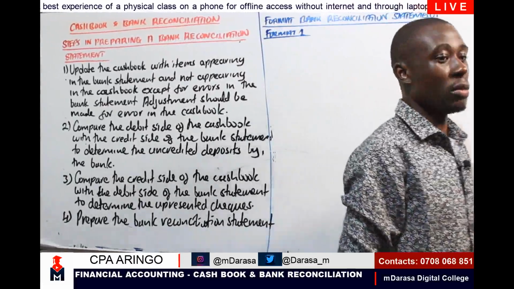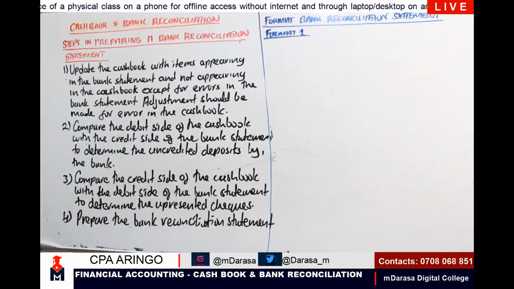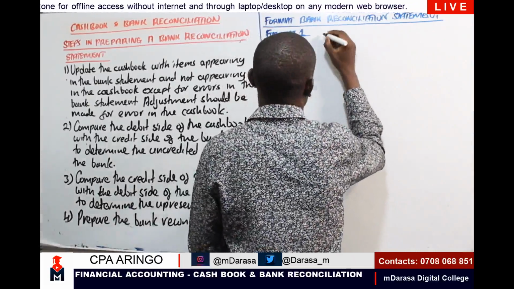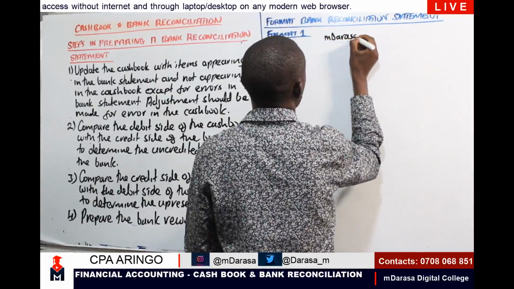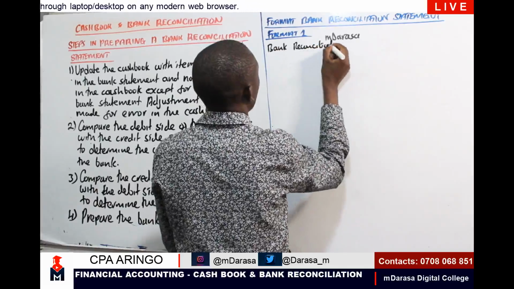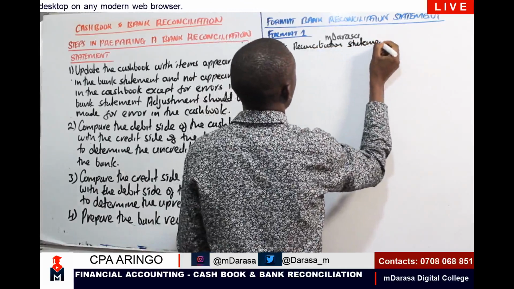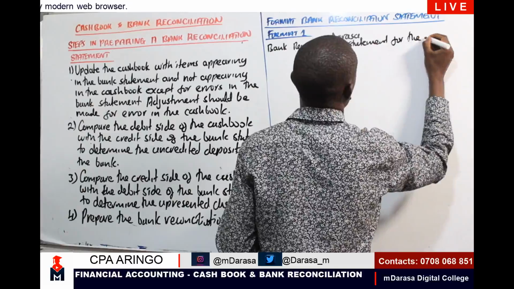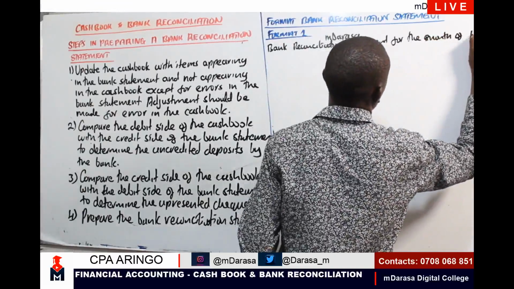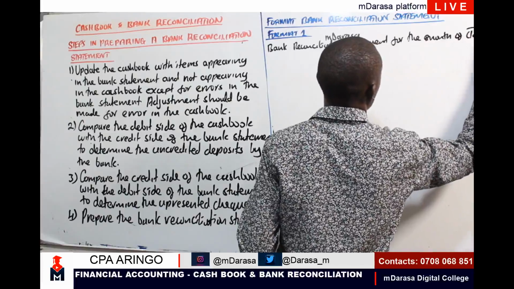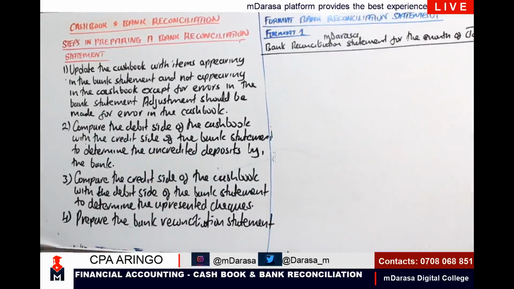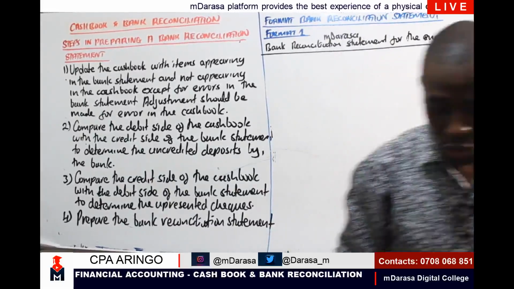I've said I'm going to give you two formats, so it will be upon you to select the format that you feel you are very comfortable with. So format one, maybe at this point, you can talk of maybe mDarasa bank reconciliation statement for the month ending, for the month of, say, January 2022.